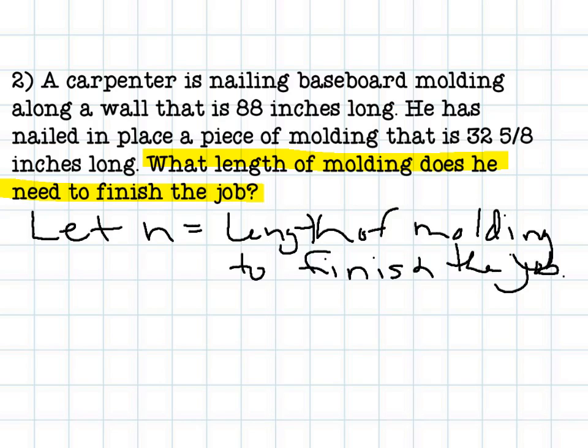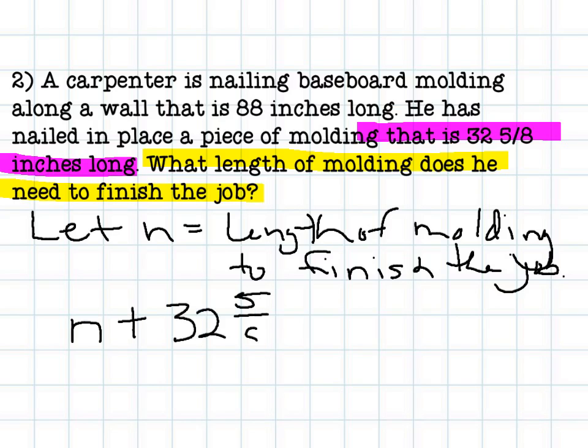All right. Now, when we set up our equation, we usually start with our variable. So let's start with n. It told us that he wants a total of 88 inches along the wall. We need a piece that is n inches long. Well, how big is the piece that he already has? Well, the piece that's already there is 32 5/8 inches long. So what we can do is add the two pieces together to get the total. So it's n plus 32 5/8 equals 88 inches. Now that you have your equation, you're ready to solve the problem.